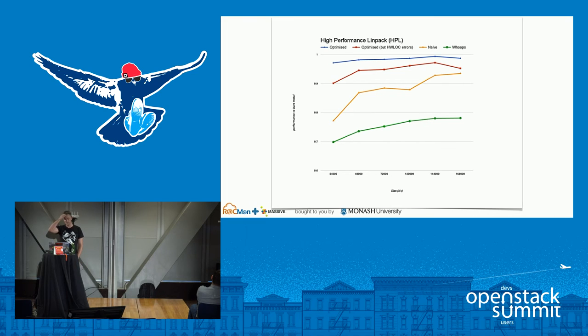The other couple of lines there, the green line particularly, is one instance where we pinned in reverse. So we've got the compute cores pinned to the opposite NUMA node. So that green line illustrates the impact of NUMA locality, basically. That's the unoptimized version.